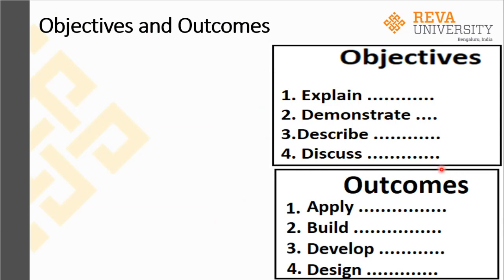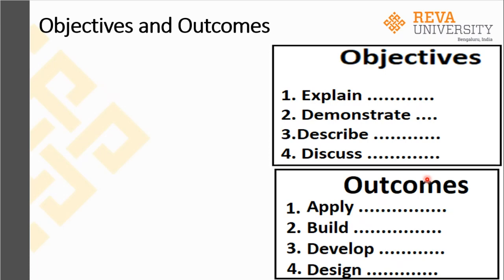Once you choose a topic for teaching, you must set clear objectives for the topic, and you also should set the expected outcomes from the learners at the end of the lecture. Now, what are the keywords that you can use in objectives? You can use keywords like explain, demonstrate, describe, and discuss based on the topic.